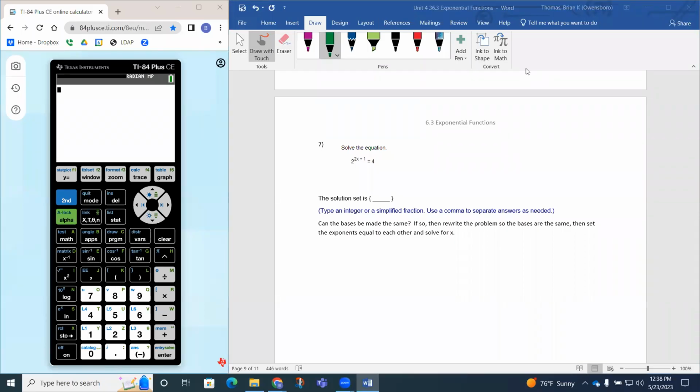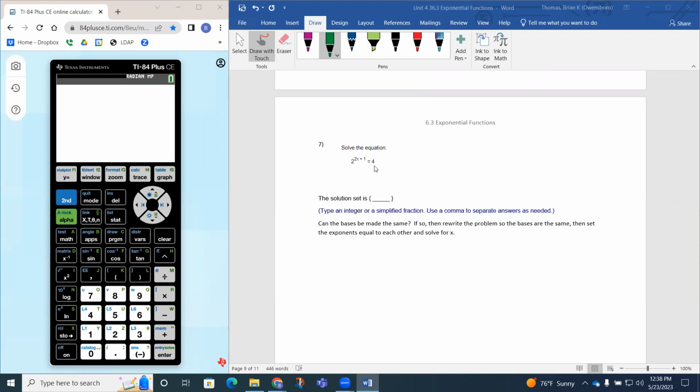So again, we want to solve this equation for x. So 2 to the 2x plus 1 has to equal 4. So we're looking for an exponent that would give me 4. So one of the things we can do algebraically, if we don't want to think too hard, is ask: can we make the bases the same?